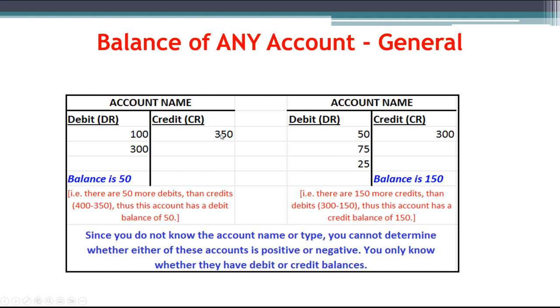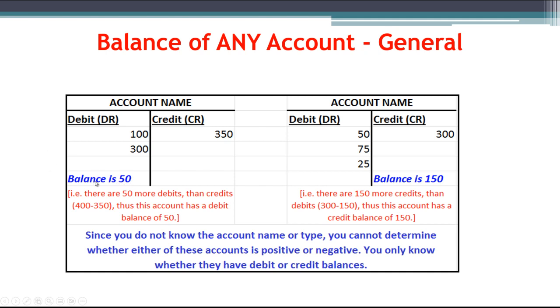The only thing we can tell is what the balance is, the dollar balance, and which side it happens to fall on. Generating the balance of any account is simply adding up all of your debits and then separately adding up all of your credits and taking the difference between those two. Here there are 400 debits, 350 credits. There are 50 more debits. That's all we can tell about this account. So this account has a debit balance of $50. It's as simple as that.